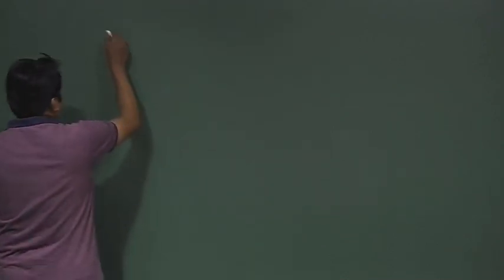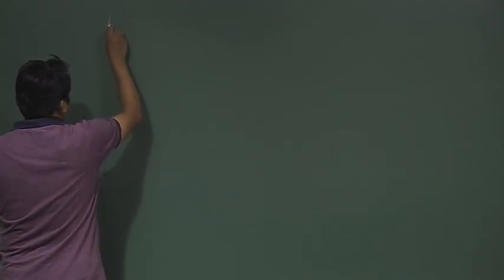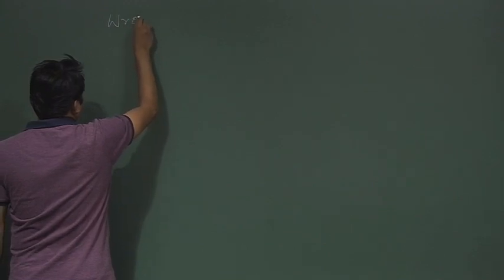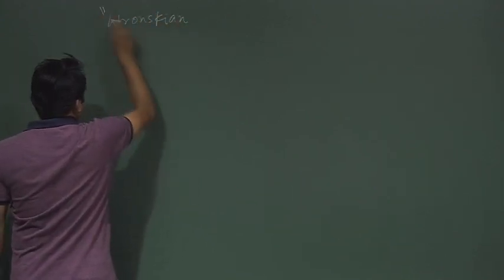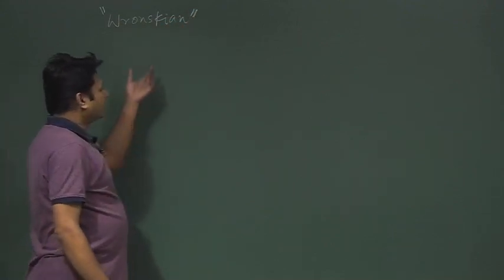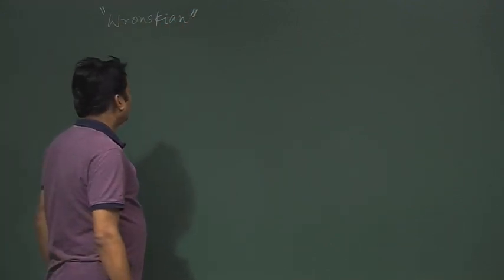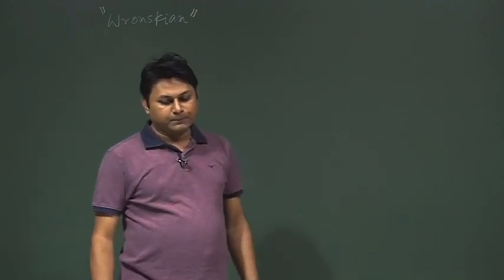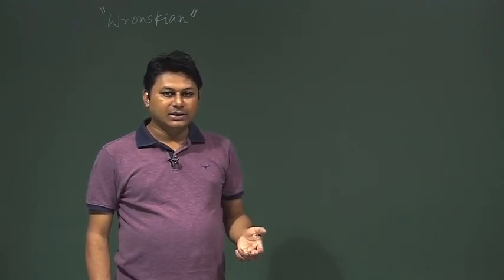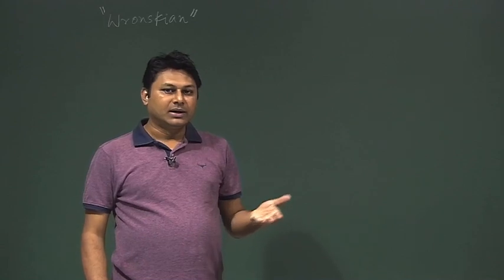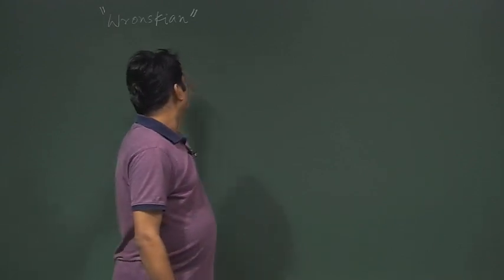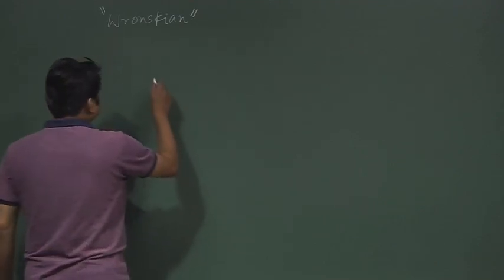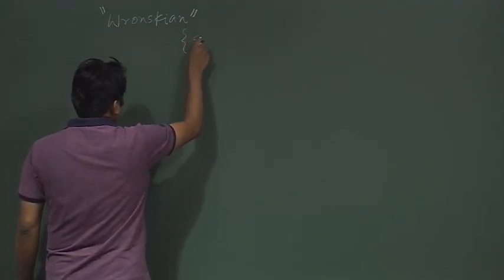In our last class we stopped at the Wronskian. The concept was straightforward. We wanted to find out how we know that a given set of functions is linearly independent. The Wronskian is a method. What was the Wronskian? Let me remind you once again.